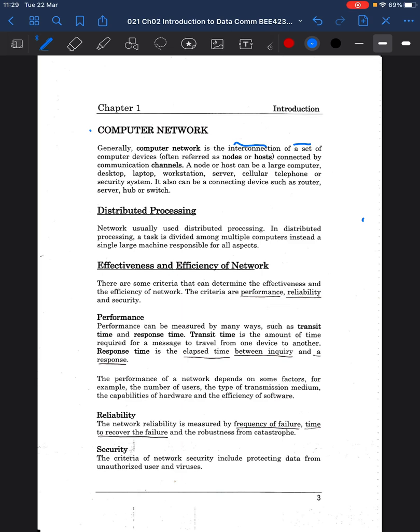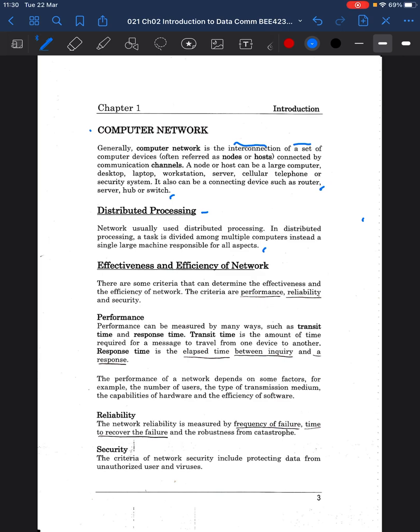A node or host can be a large computer, desktop, laptop, workstation, server, cellular devices such as telephone, and also security system. It also can be a connecting device such as router, hub or switches. Okay, distributed processing. Networks usually use distributed processing. In distributed processing, a task is divided among multiple computers instead of a single large machine responsible for all aspects.